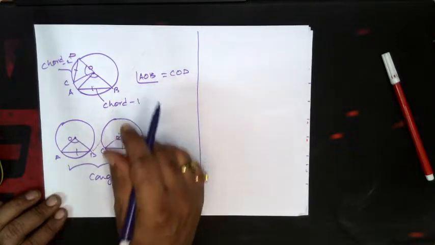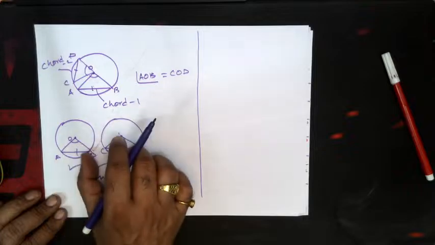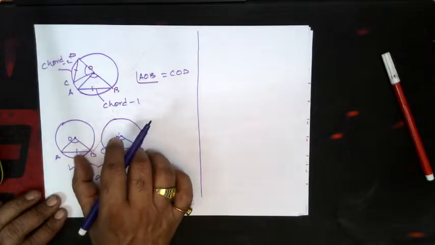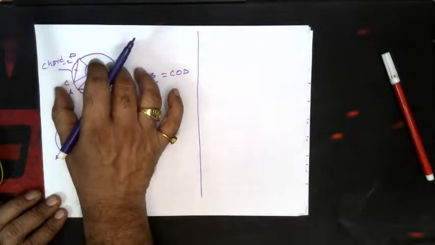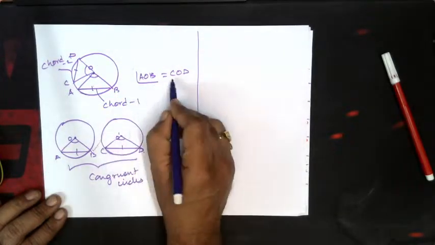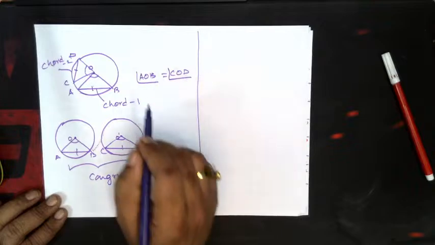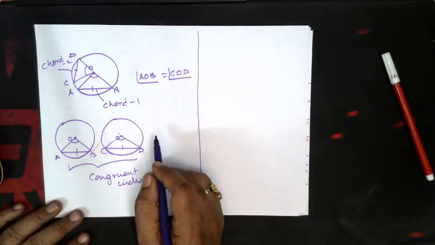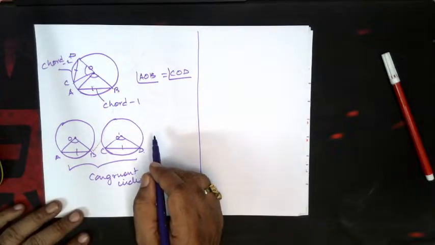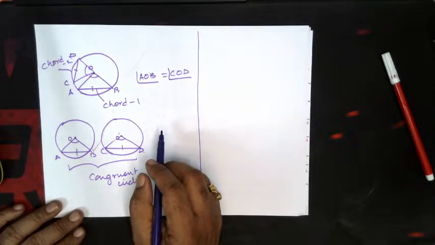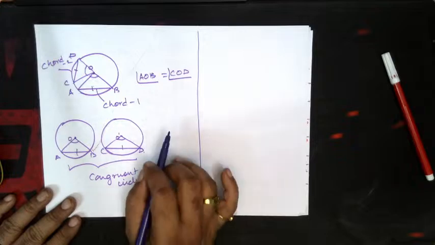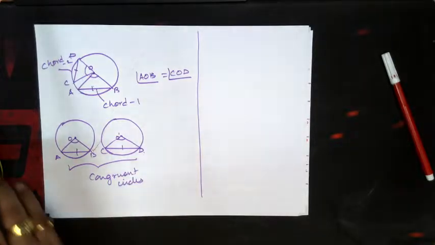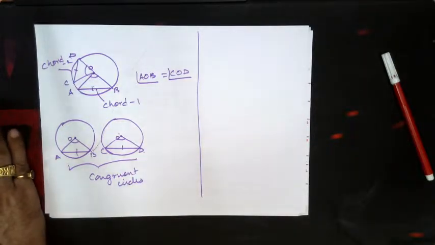So if there are two equal chords of the same length in congruent circles or the same circle, then the angles subtended at the center will be equal. Are you able to follow? So equal chords of a circle subtend equal angles at the center. This is the second point. Do you understand?